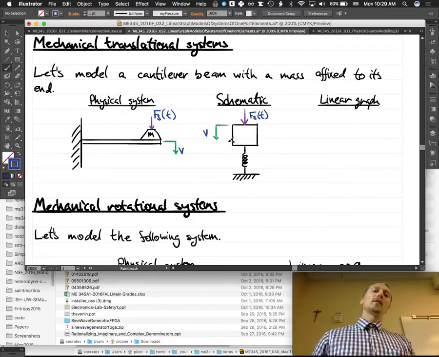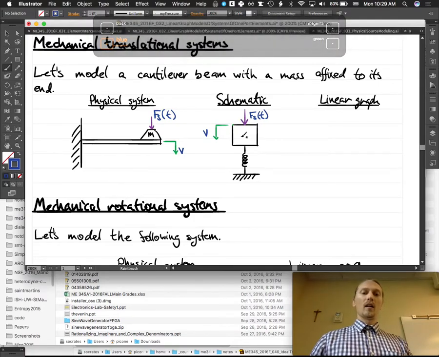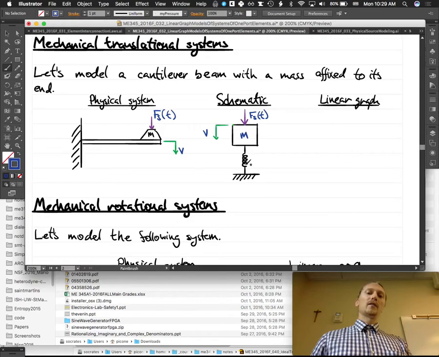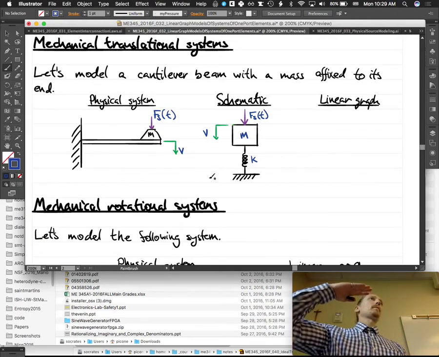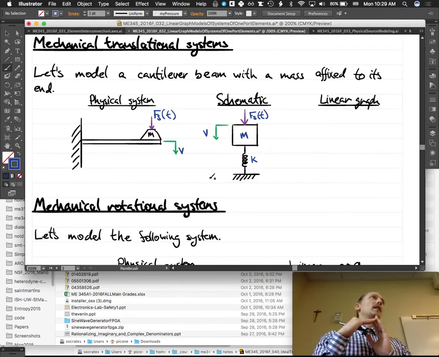So this can be modeled as a lumped parameter mass, M, and a lumped parameter spring, K. This cantilever beam has some stiffness associated with it. We can model it as a spring-like element. It's also going to dissipate energy, so we probably should have a damper there as well. But it's probably light damping if it's a metal cantilever beam. They do dissipate some energy though.